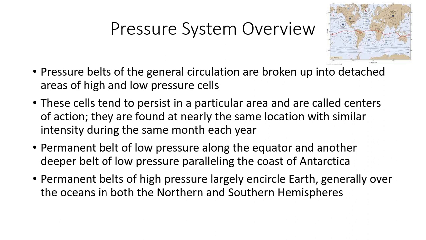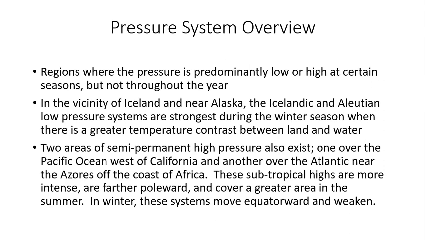Now, the permanent belt of low pressure along the equator and another deeper belt of low pressure paralleling the coast of Antarctica occur in the southern hemisphere. And there are permanent belts of high pressure which largely encircle the Earth, generally over the oceans in both the northern and southern hemispheres. Now, regions where the pressure is predominantly low or high at certain seasons, but not throughout the year, I'm going to go through those pressure systems.